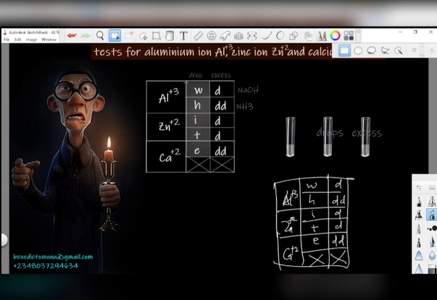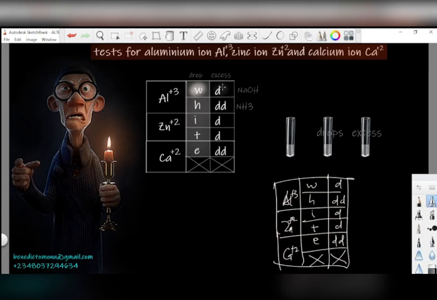While the rows, first row, sodium hydroxide, second row, ammonia. Sodium hydroxide, ammonia. Sodium hydroxide, ammonia. So what this means is this. The W here, that box means when I add drops of sodium hydroxide to a sample that contains the aluminium ion, a white precipitate is formed.